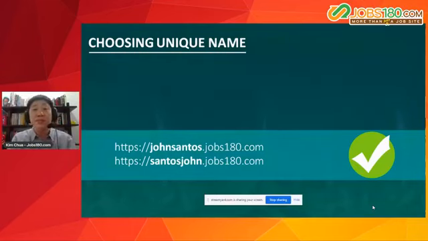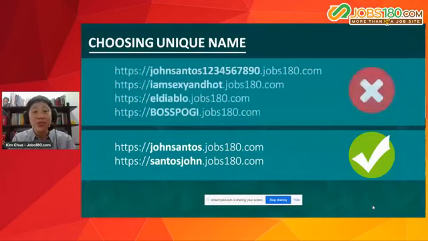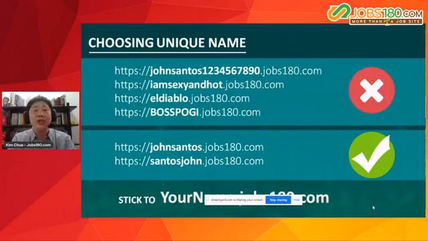Pwede mo gawin, baliktarin mo. Gawin mo santosjohn.jobs180.com o kaya J Santos o kaya Santos J o kaya JS o kaya SJ. Depende kung ano gusto mo gawin. Basta importante, wala kang kapangalan. Okay? Wala kang kapareho. Now, when you do this, huwag kayong OA. Do not create yung mga ganong klaseng over creative na mga resume link because it doesn't look professional. Imagine submitting to a company with your resume link that says eljablo.jobs180.com. Hindi yan mukhang professional.